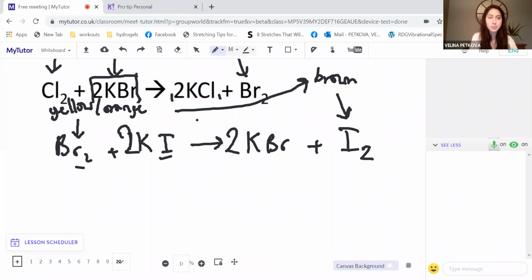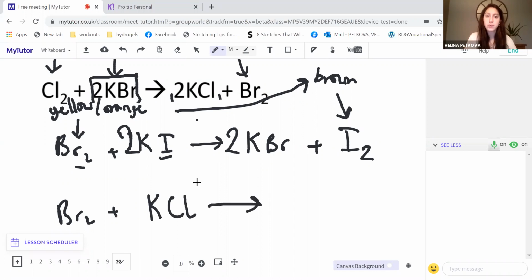What about if we had Br2 plus KCl? Would we see any reaction occurring? Would it displace the Cl? No, no reaction, perfect. There will be no reaction. No displacement reaction occurs because bromine is less reactive than chlorine. Exactly. Great. Okay, I'll quickly look at the questions.